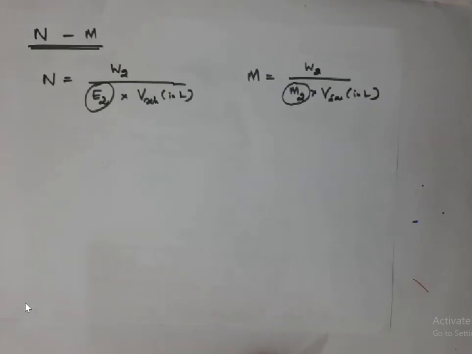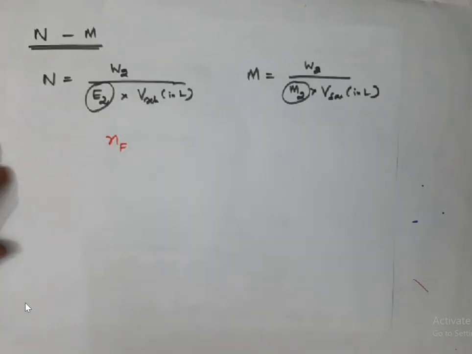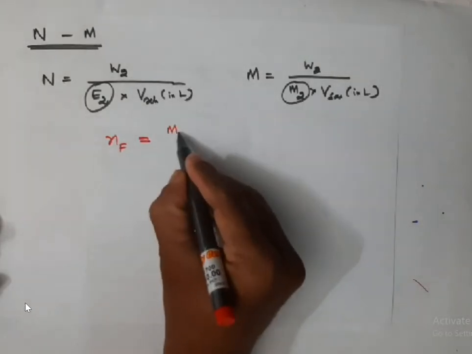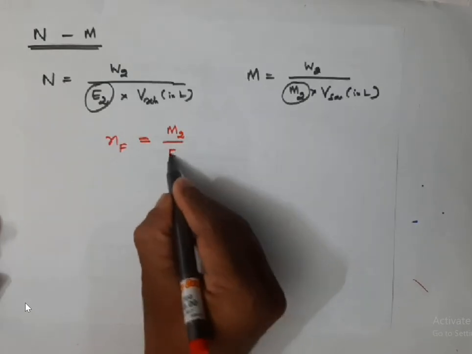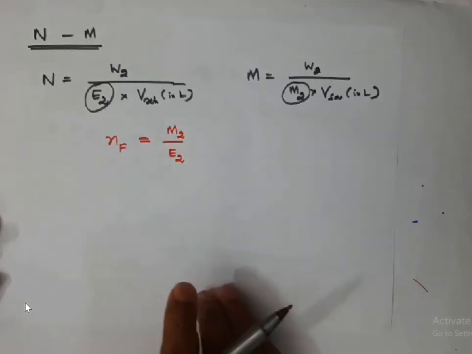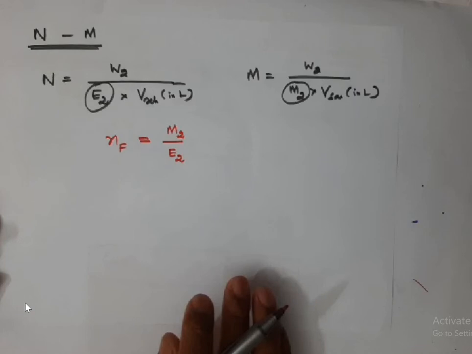So what I'm going to do, I will give you one important term called n factor. Let me write simply NF. It is called n factor. What is n factor? Very simple. Molar mass by equivalent mass. Students, observe carefully. Molar mass by equivalent mass will give you what is called the n factor. Take down.